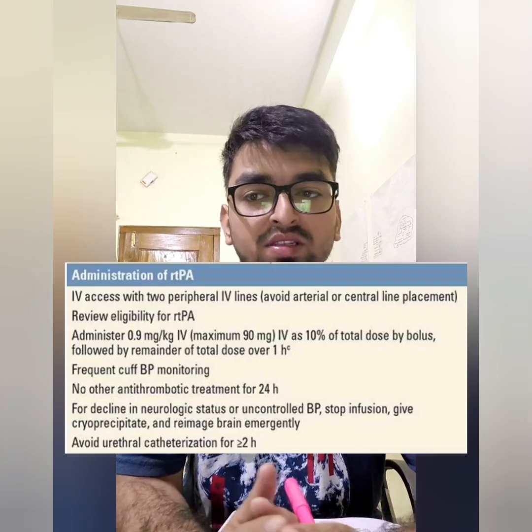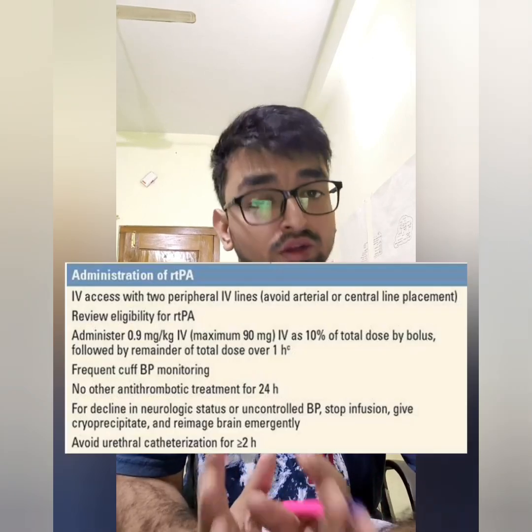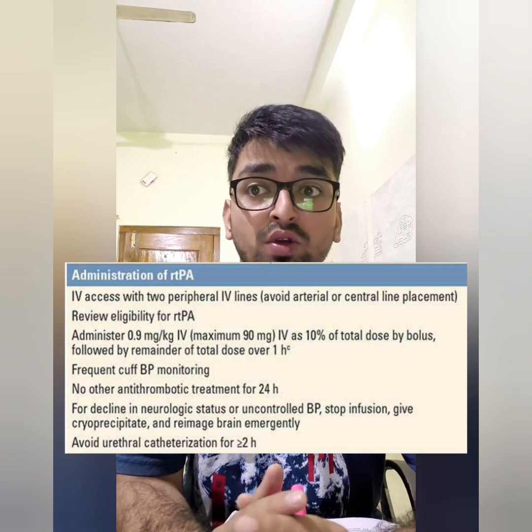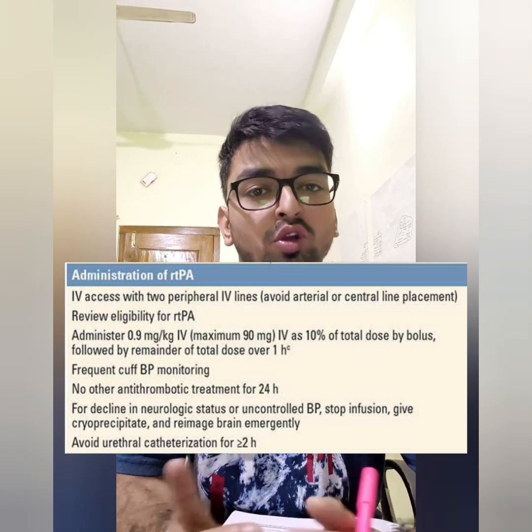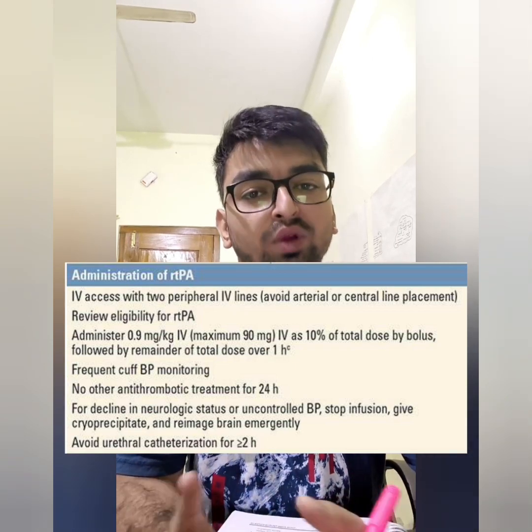The drug we commonly use for thrombolysis is alteplase. The dose is 0.9 mg per kg, and it is given as an infusion over 1 hour. 10% of the drug is given as a bolus within 1 to 2 minutes, and the remaining 90% of the drug is given over 60 minutes. Take care that when you start thrombolysis, within 2 hours of that we should not put in a Foley's catheter, and no antithrombotic treatment should be given for the next 24 hours.